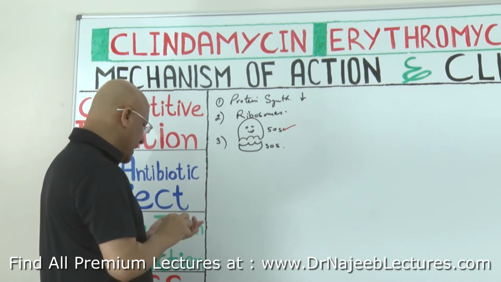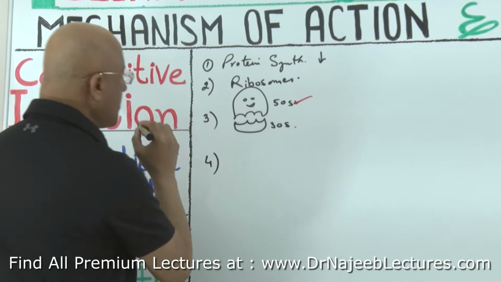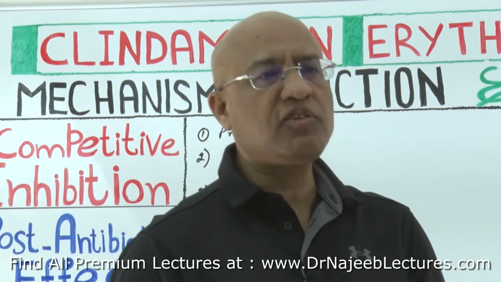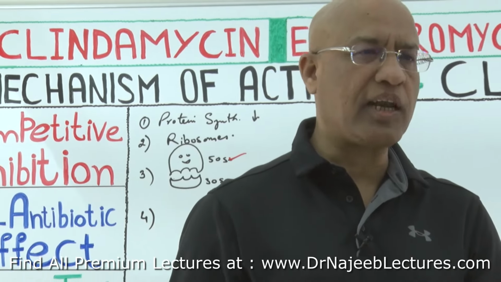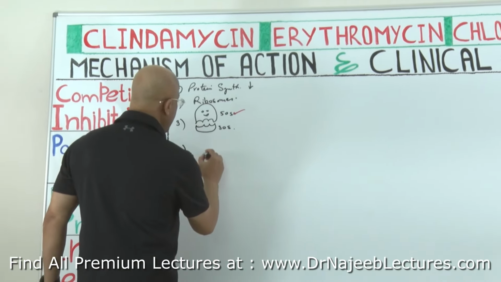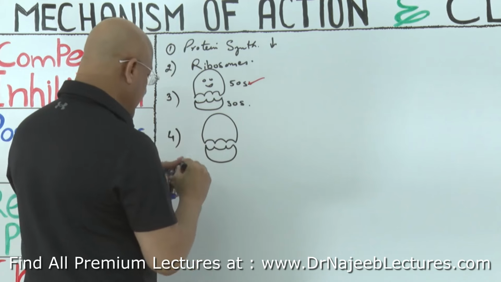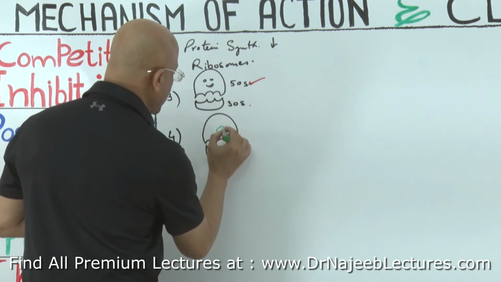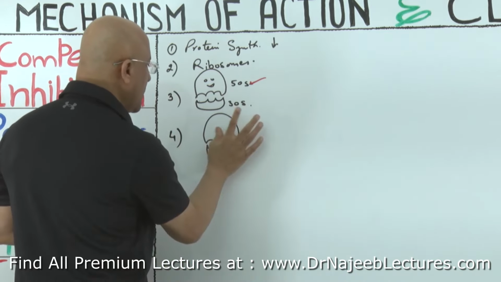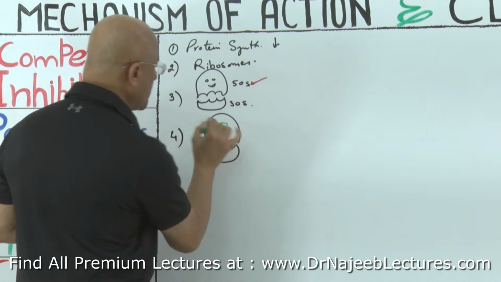Then we go into more detail. Point number four is, a good doctor will tell you, within the 50S there is a special catalytic function. The 50S unit has a special enzymatic activity. I will show you here, this is a specific enzyme, and this enzyme is present in the 50S subunit. I'm just making a very simple diagram. Suppose this is the enzyme.